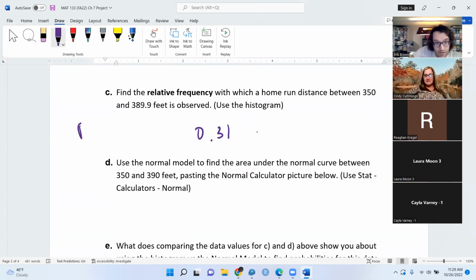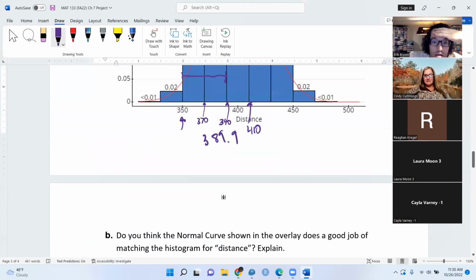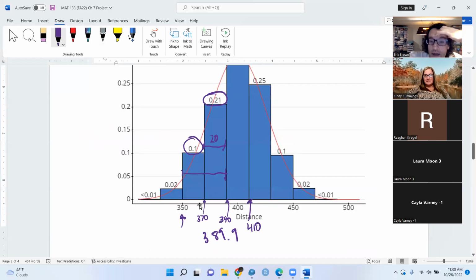Now, if you think about what we've just done, we've calculated the probability of 350 ≤ x ≤ 389.9 and it's equal to this, and this is for a discrete distribution. We did it from a data set. These are exact values. In fact, I think we included the equal to sign. It's not actually discrete data, because the distance can be anything, but we treated it as discrete by turning it into this grouped data set. We grouped all of the distances of the home runs into 350 to 370 and 370 to 390, and we just counted how many are in between these.